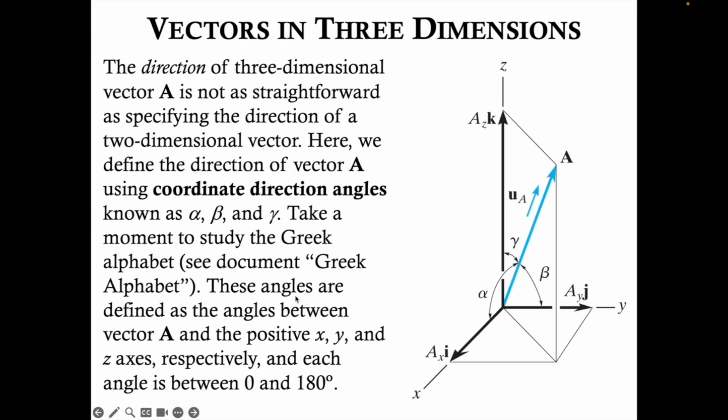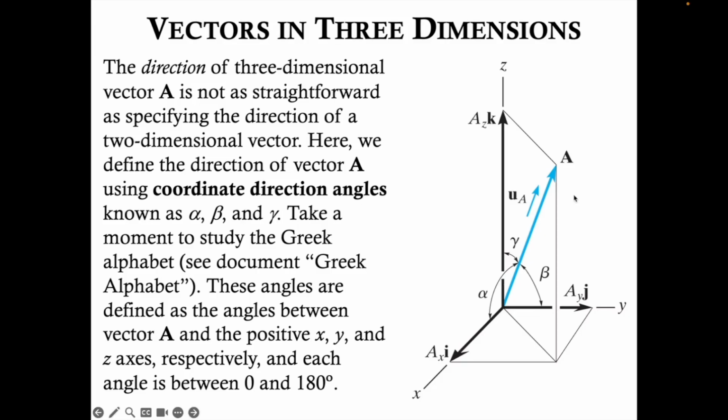So these angles, coordinate direction angles alpha, beta, and gamma, are defined as the angles between the vector A and the positive x, y, and z axes respectively, and each angle is between 0 and 180 degrees. So this can be difficult to visualize in three dimensions, but we have to make sure and get this correct.